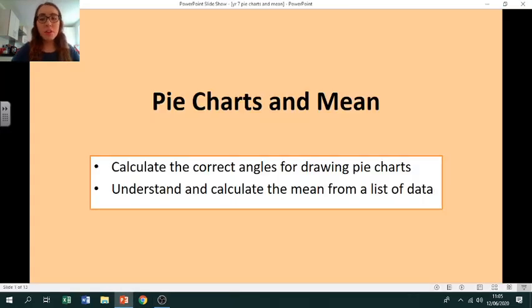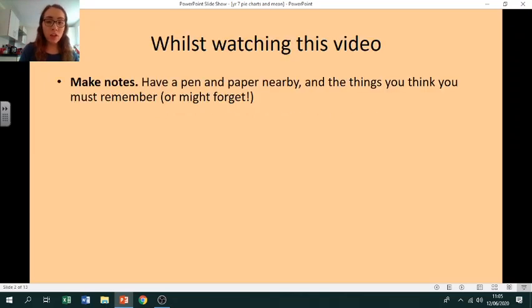Okay, so today I'm going to go through some pie charts and also look at the mean to hopefully help you guys with your work. We're going to look at how you calculate the angles needed to draw a pie chart and also how you calculate the mean from a list of data. So just before we get on to those examples, there's just a few things I want you to be aware of whilst you're watching this video lesson.